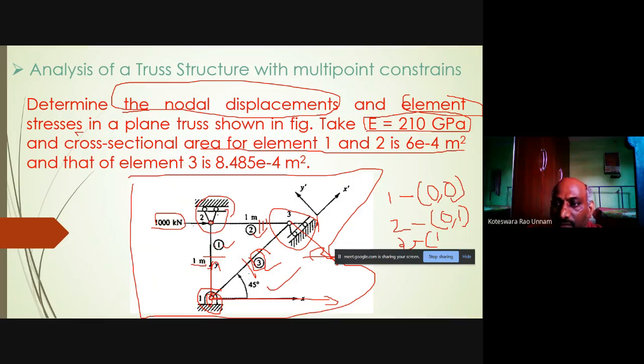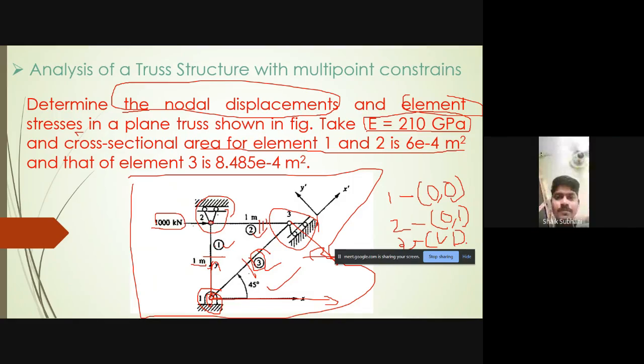1. The x coordinate is 1. Similarly, what is the vertical distance from the x axis to this point? That is also 1. So therefore we identify the nodal coordinates. For node 1 it is 0 comma 0, for node 2 it is 0 comma 1, for node 3 it is 1 comma 1.